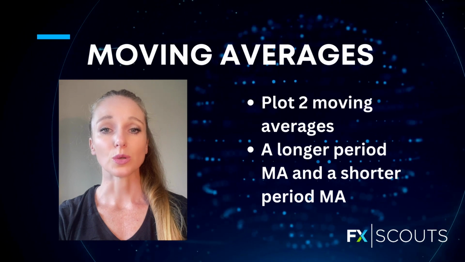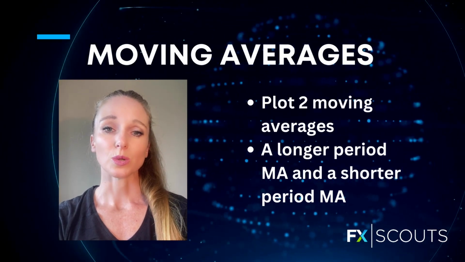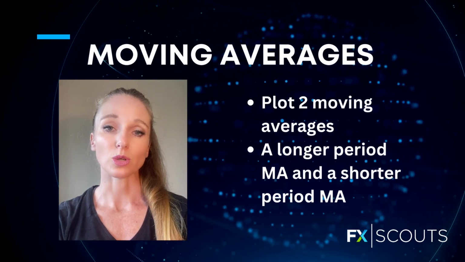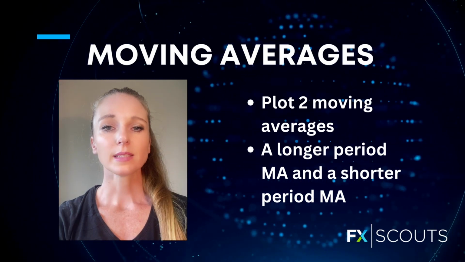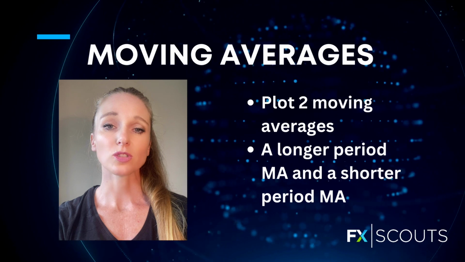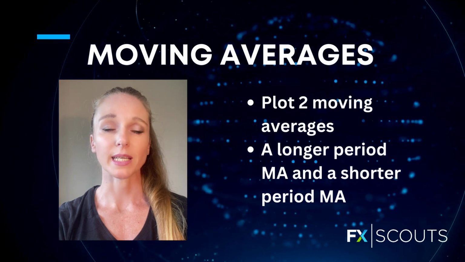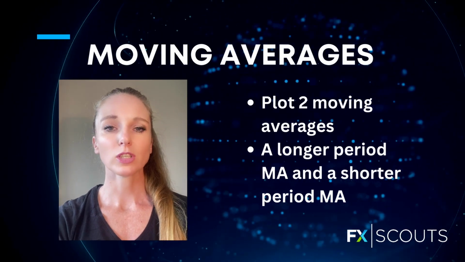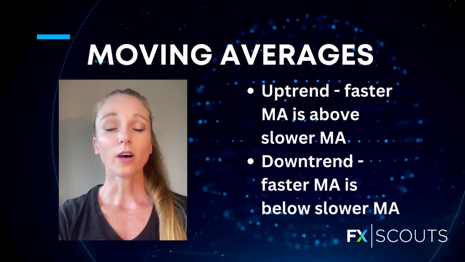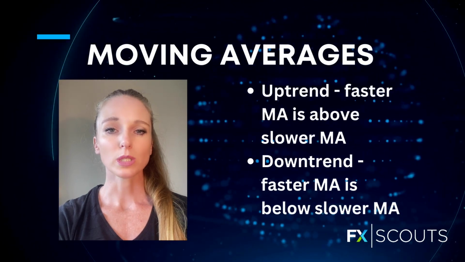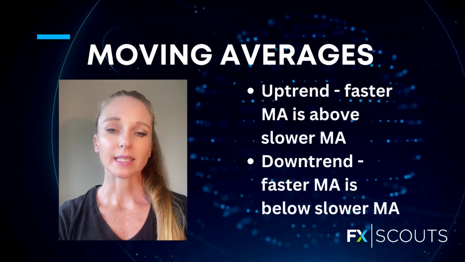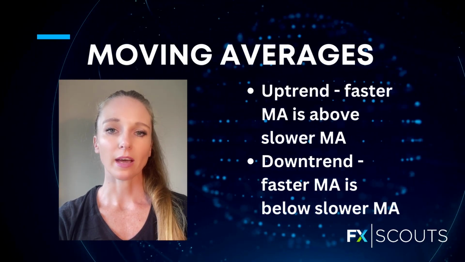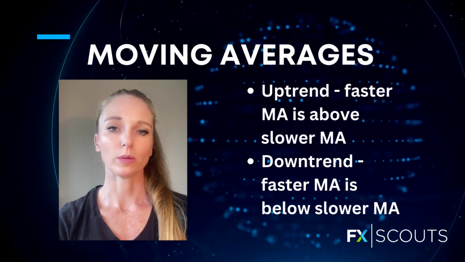What some traders do, and what we suggest you do too, is plot more than one moving average on your chart, one of a longer time frame and one of a shorter time frame. This gives you a clear signal of whether your instrument is trending up or trending down. Once you have two moving averages plotted on your chart, in an uptrend the faster moving average, or the one over the shorter period, would be above the slower moving average. And in a downtrend, the faster moving average would be below the slower moving average.